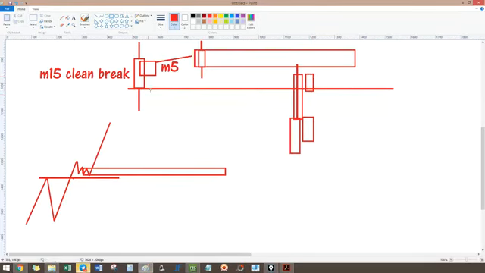So you trade based on the clean break that you refer to. If you're referring to M15, you will wait until the M15 candle closes. If you trade based on M5, you will wait for the M5 candle close.